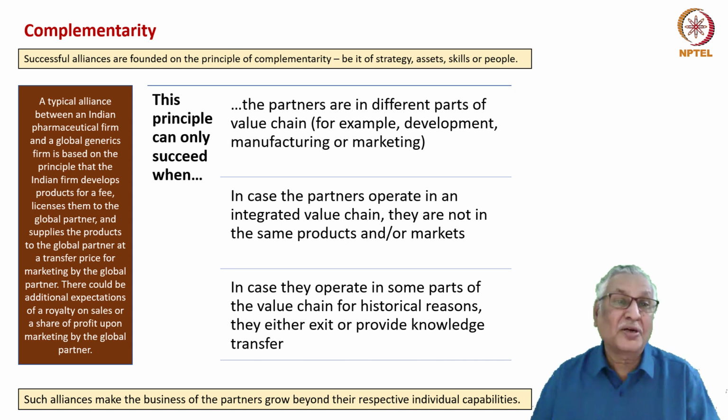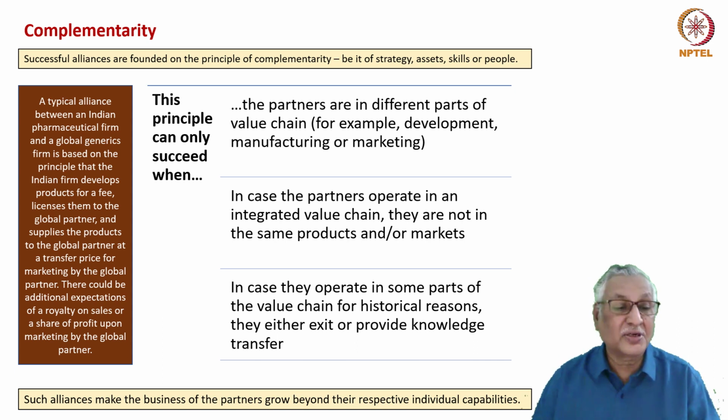There is a lot of complementarity that is involved in alliances. Successful alliances are founded on this principle alone, and that complementarity could be in terms of strategy, assets, skills, or people, or all of these things. A typical alliance between an Indian pharmaceutical firm and a global generics firm is based on the principle that the Indian product is developed for a fee exclusively for the alliance partner. The Indian firm licenses the product to the global partner and supplies the products to the global partner at a transfer price for marketing by the global partner.